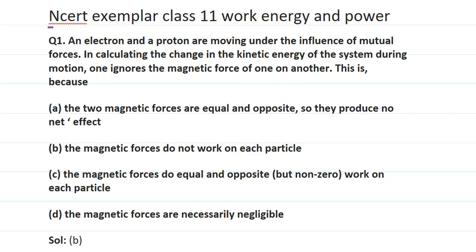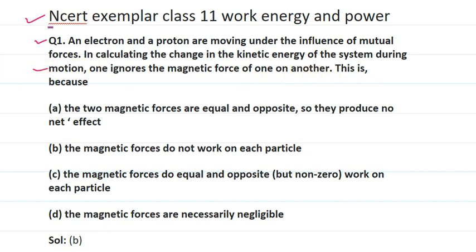Hello students, so here I am going to discuss some of the problems of work, energy and power, NCERT example problems. So let's start with the first question. Electron and proton moving under the influence of mutual forces, in calculating the change in kinetic energy of the system during the motion, ignore the magnetic force on one another.